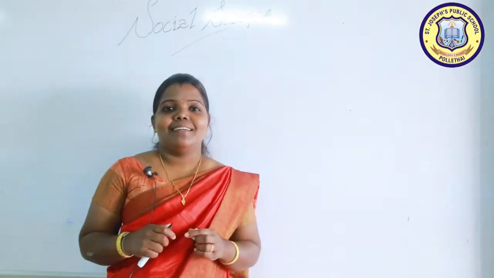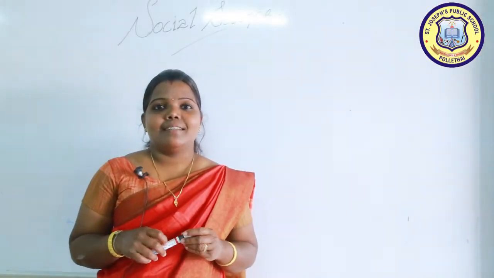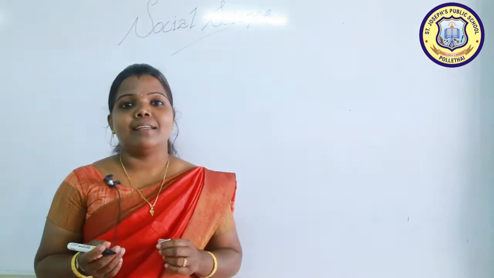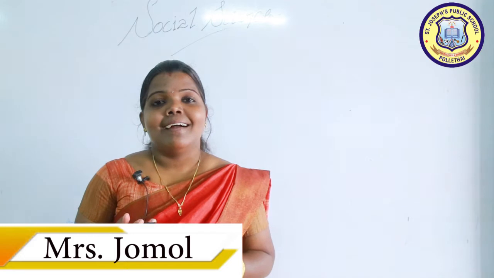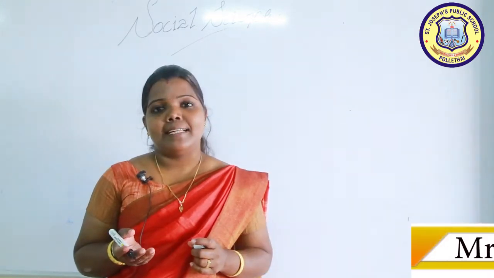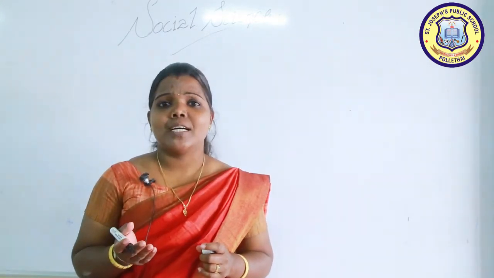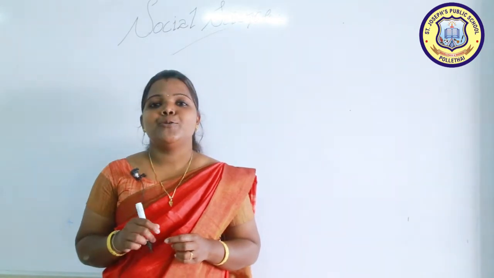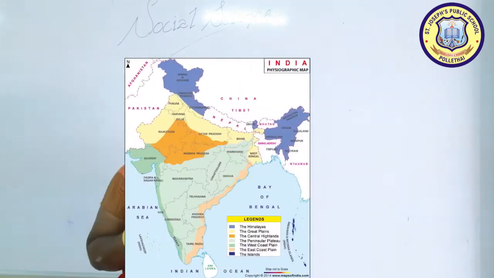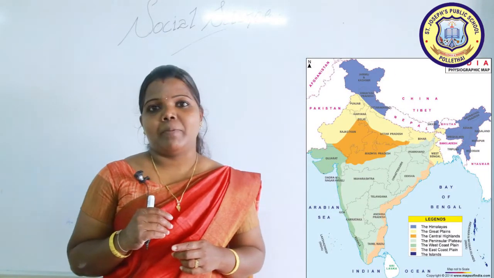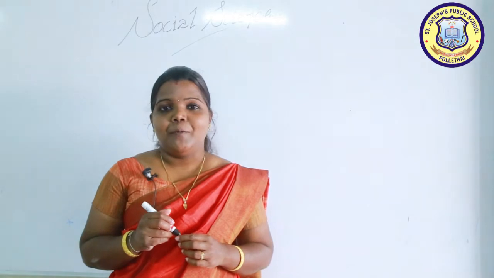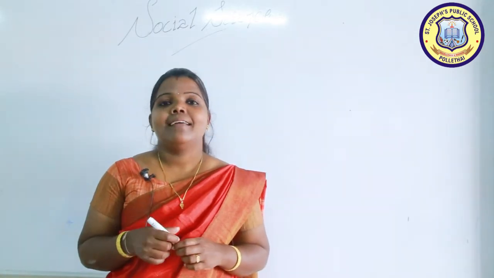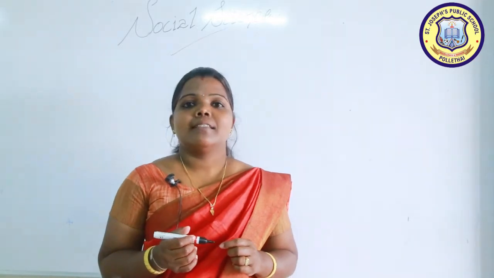Good morning, dear children. In the last class, we had discussed about plains. What is a plain? A plain is a landform and it is also known as a flat land. In India, it is divided into two: western coastal plain and eastern coastal plain. Is it clear? Then today, we are moving to the next chapter and the name of the chapter is the Western Desert.